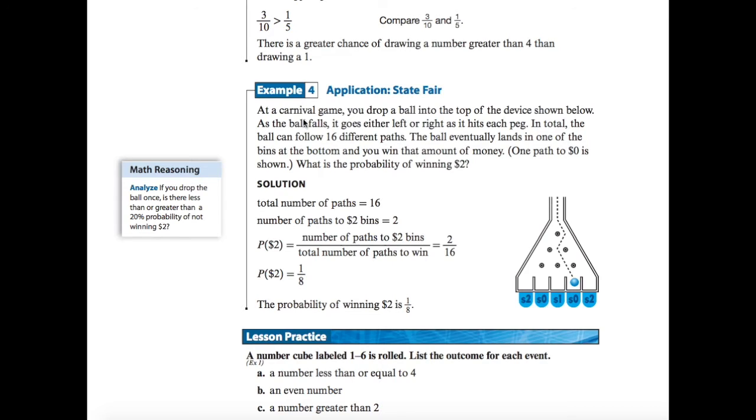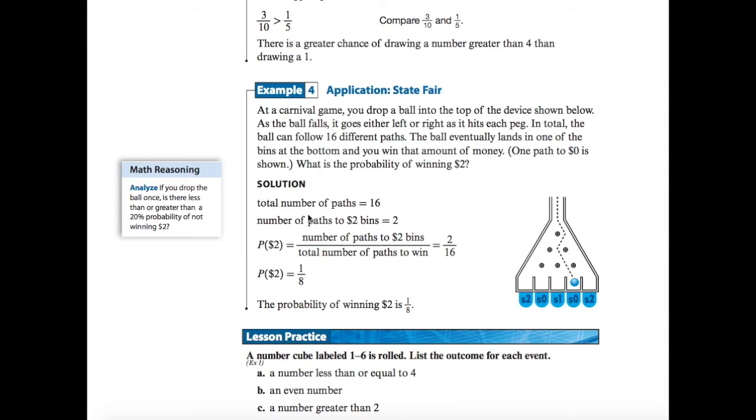So at carnival games, just a warning, these are set up so that the probability of you winning is very, very, very low. That's the way in which they make money, because people say, oh, it's only $1 or $2 to play, and I've got a really good chance of winning, but you actually don't have a good chance of winning. The probability is always in the favor of the carnival game itself.